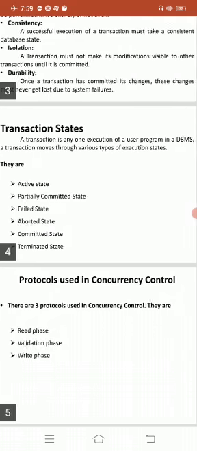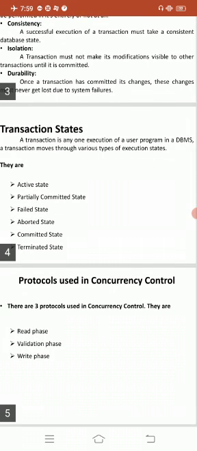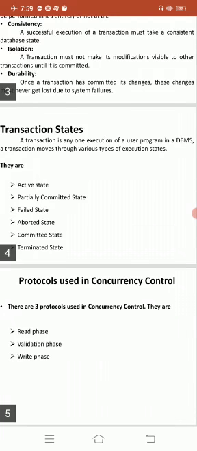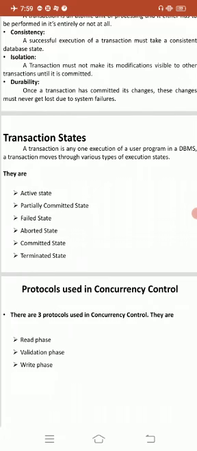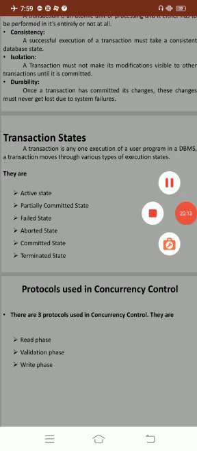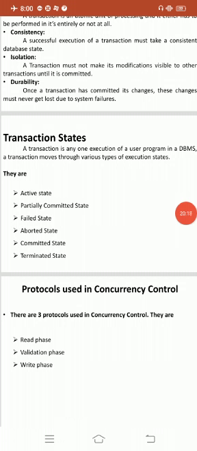When this check is successful, the transaction is said to have reached its commit point and enters the committed state. Automatically, when the check is successful, it enters into the committed state. Once a transaction is committed, it has concluded its execution successfully and all its changes must be recorded permanently in the database.